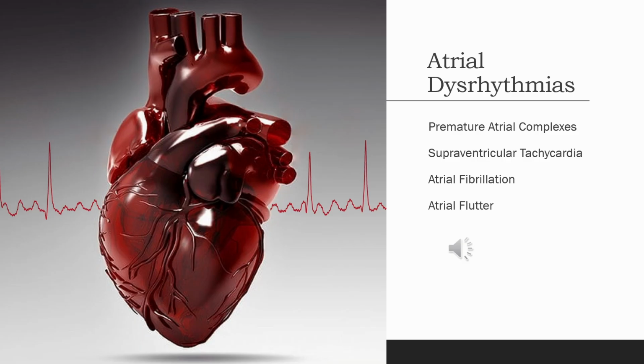All right, so now we're going to take a closer look at atrial dysrhythmias. These are disturbances in the heart rhythm that originate in the atria rather than in the SA node itself. What we see with these are changes in the P wave shape, which can indicate that we've got an abnormal impulse conduction within the atrial tissue. There are several different types of atrial dysrhythmias. The most common ones that we're going to go over in the next few slides are premature atrial complexes, or PACs, supraventricular tachycardia, or SVT, atrial fibrillation, otherwise known as AFib, and atrial flutter.